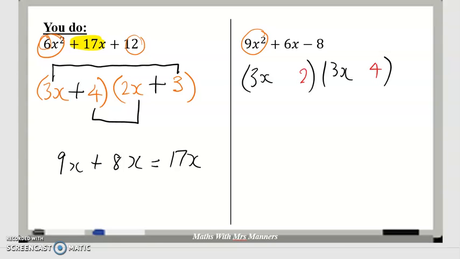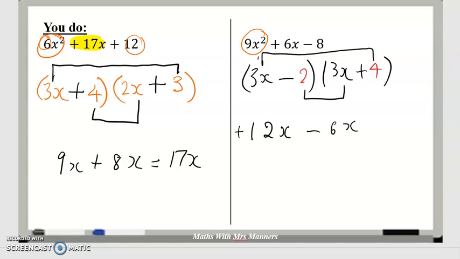And let's do the outside-inside check. That's 12. And that's 6. I'm doing all right with my guess and check. So we've got 3x times 4 is 12x. 2 times 3x is 6x. Now, if I want a positive 6, well, then I would want to subtract the 6 and keep this 12 positive. So I'm going to have a positive 12x, and I'm going to minus the 6.